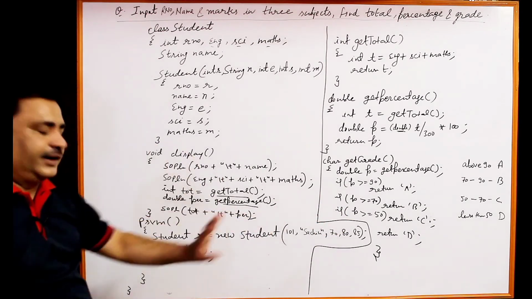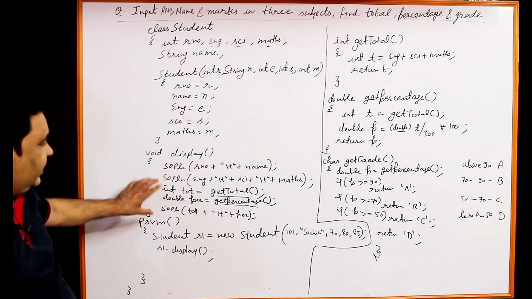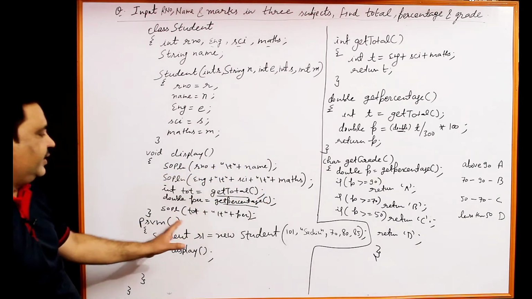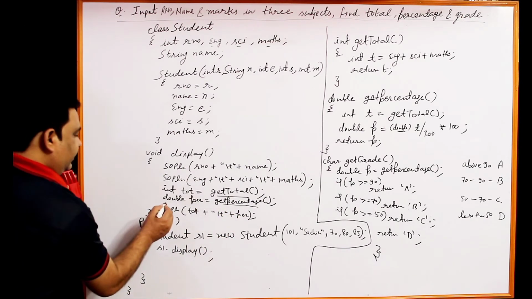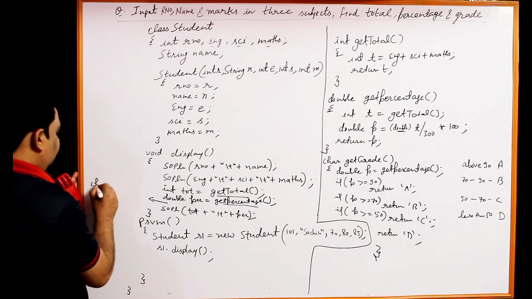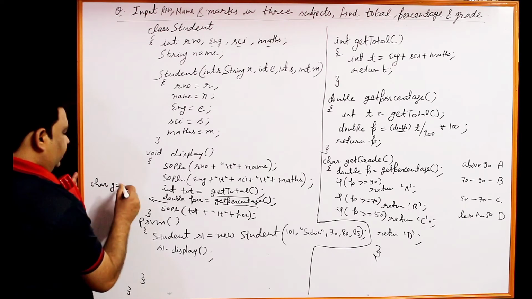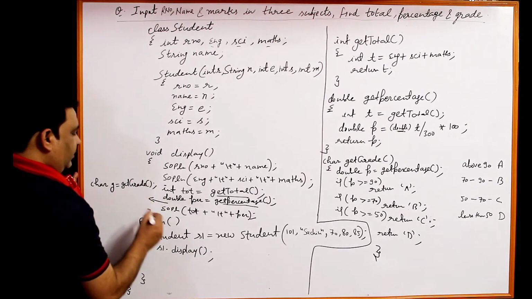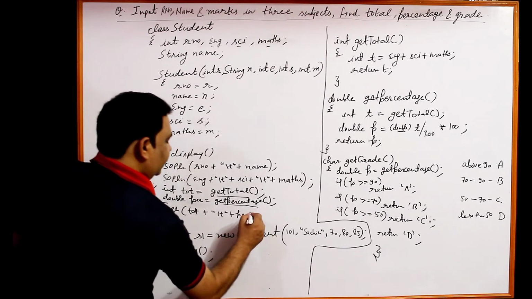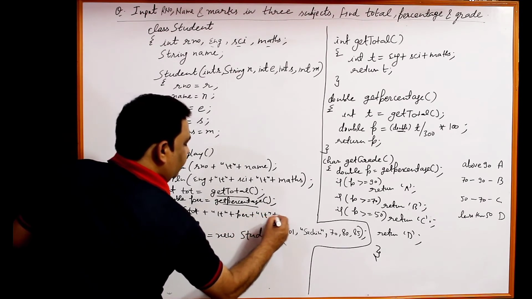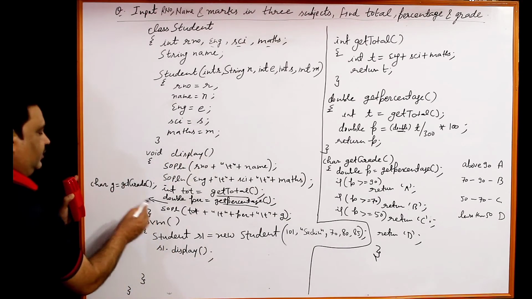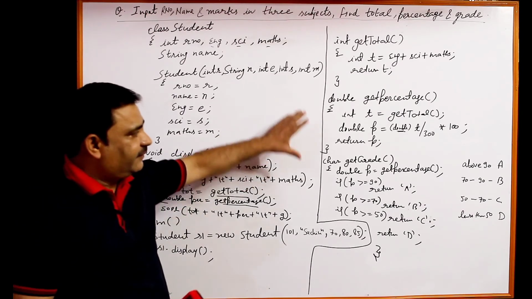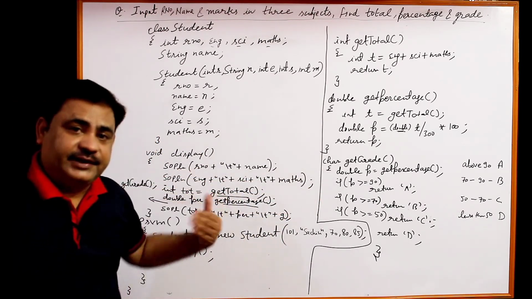Just call it wherever is required. You can call it in the display here, same way like this function you can write char g equal to getGrade() and print the value of grade here. I am writing here same way, char g equal to getGrade(), and along with the total and percentage, by giving some gap, printing grade here. Okay. So, this way you can make the function and call wherever it is required.